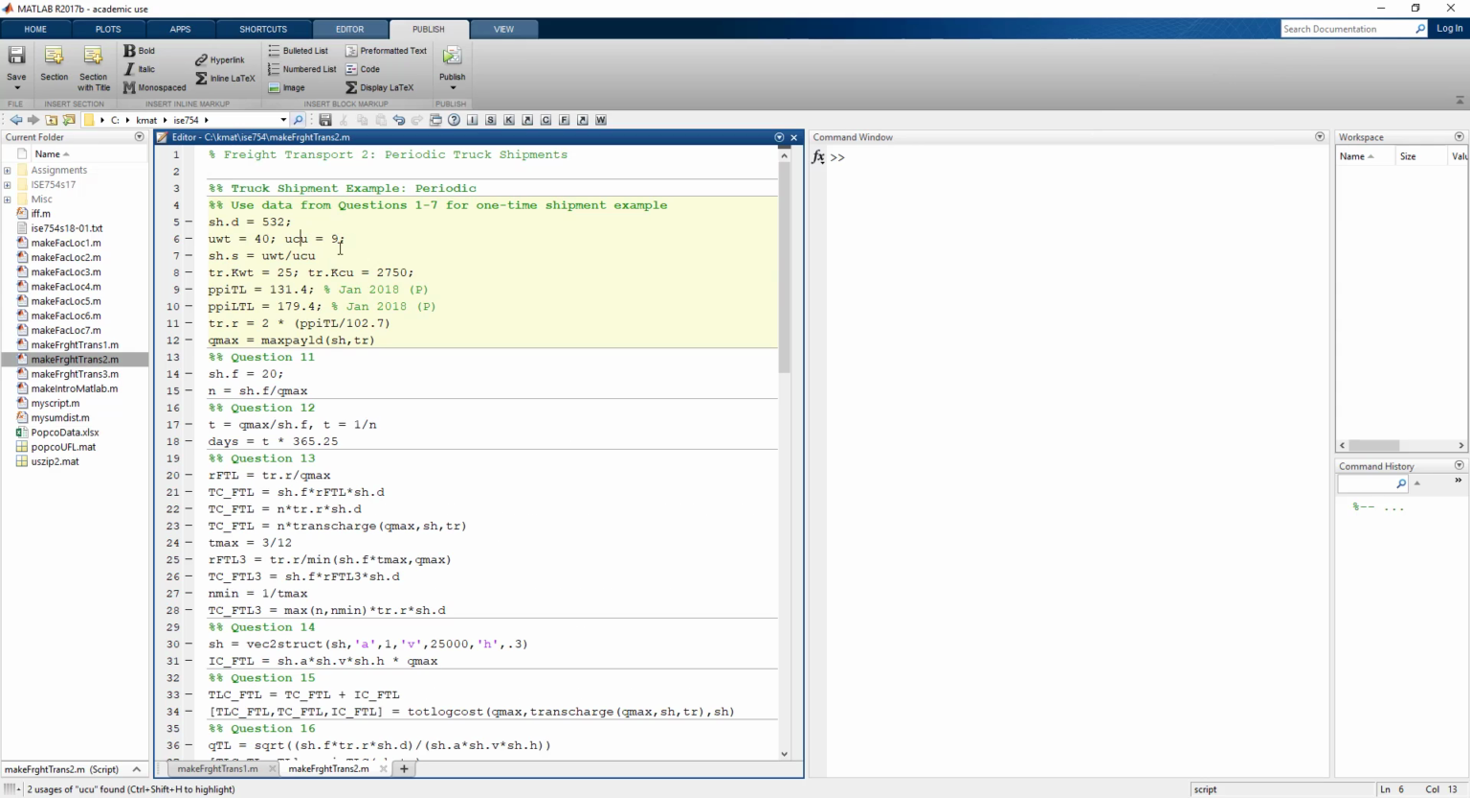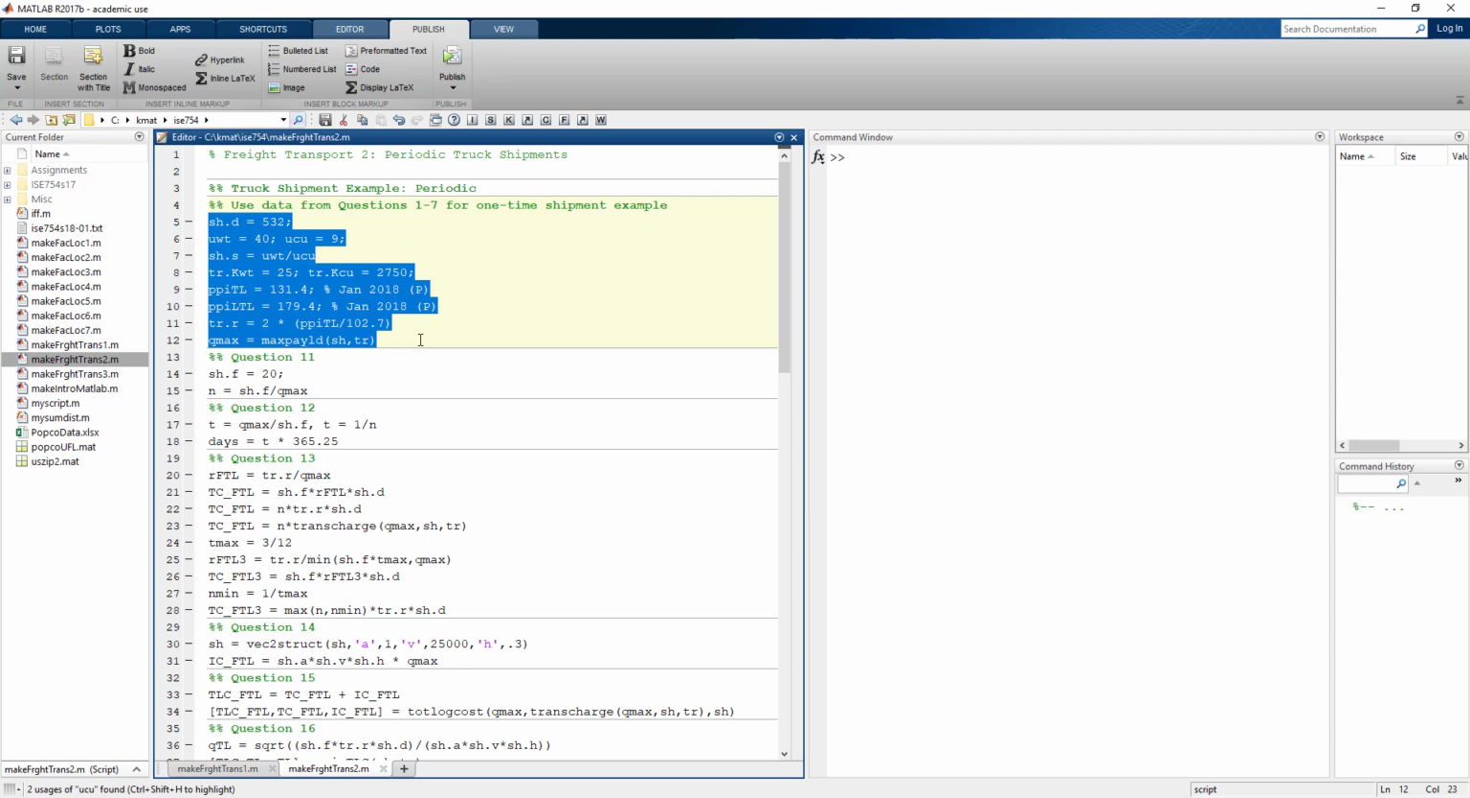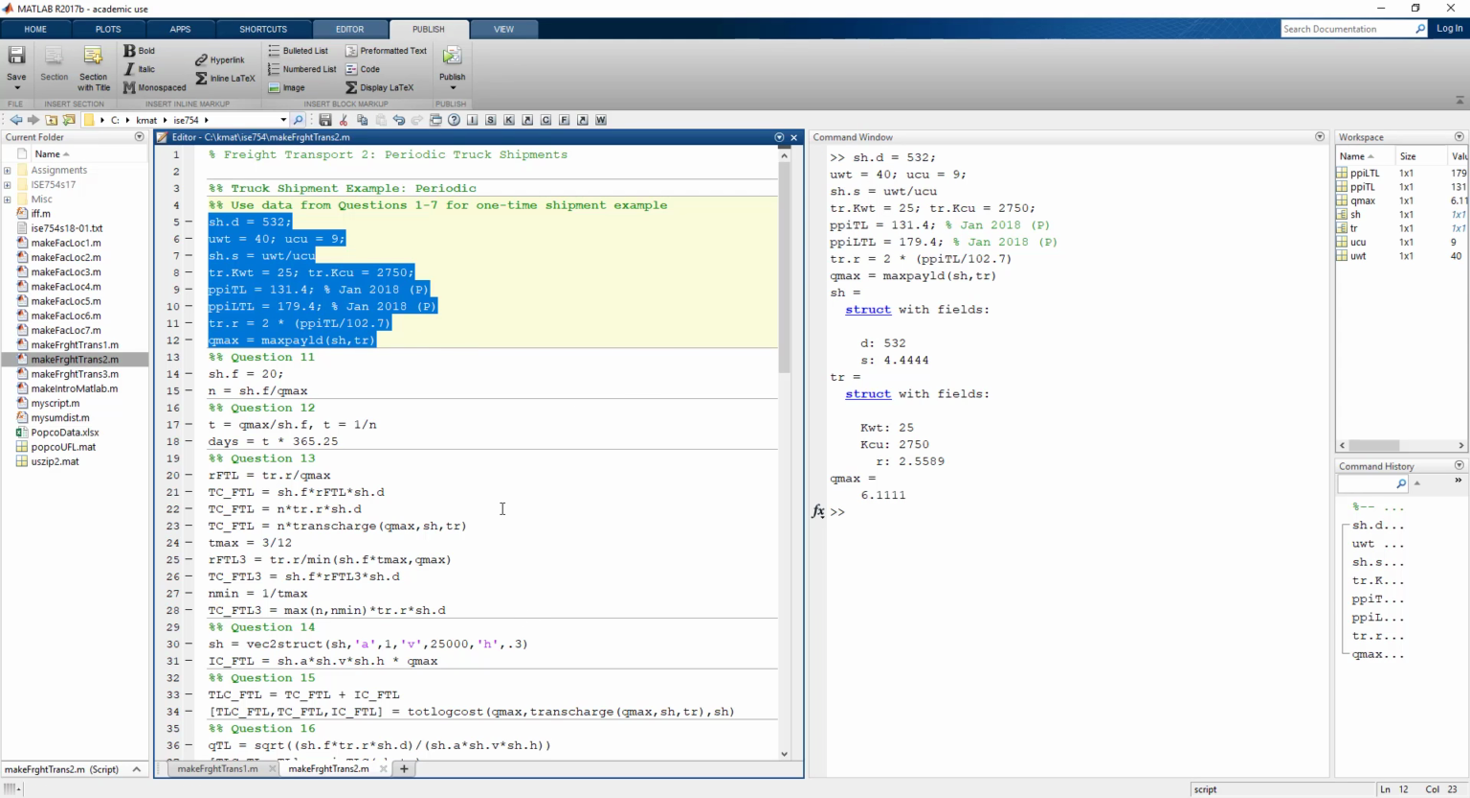We're going to be continuing with the same set of data from the previous problem. So instead of having to open up that script, I'm just going to recreate the relevant data from questions 1 through 7 from the one-time shipment example using the January 2018 provisional PPI values. So I basically created the two structures, the shipment and the truck structure, and then the maximum payload remains as a variable, likewise for the PPI values.